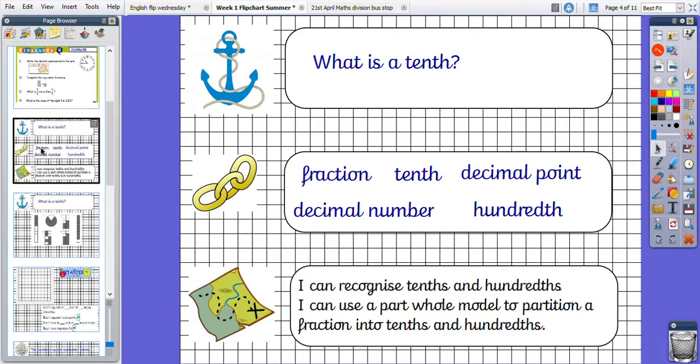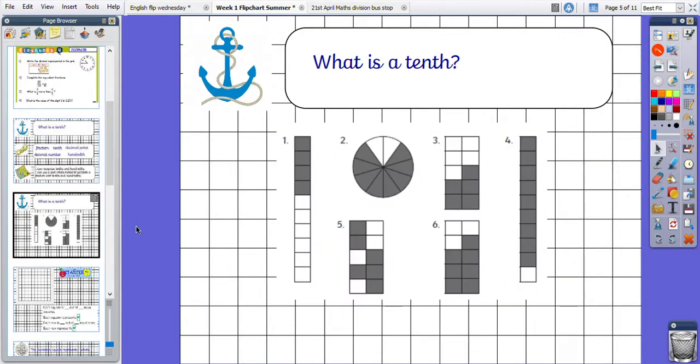So today we are looking at recognising tenths and hundredths and being able to partition a fraction into tenths and hundredths. Our anchor will be remembering what a tenth is, and our key vocabulary is fraction, tenth, decimal point, decimal number and hundredth. So what is a tenth? A tenth is a whole shape split into 10 equal parts.